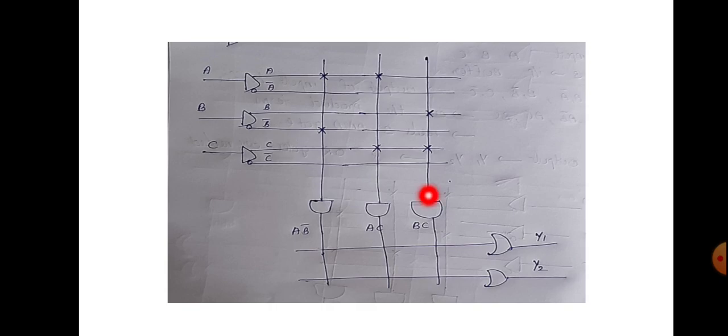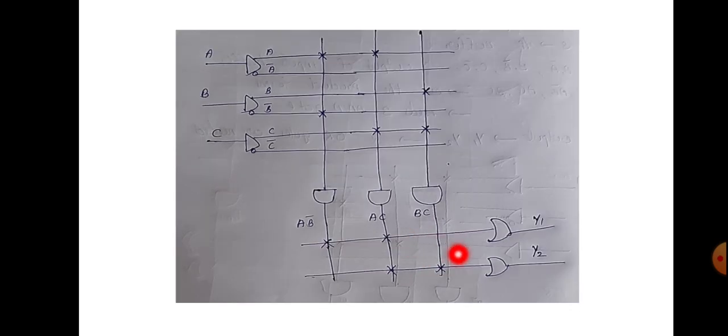Next, the second OR gate output is AC plus BC. So we have to cross mark here and here. So Y2 equals AC plus BC. This is the way we program the OR array and AND array. This is a programmable logic array, and the user can configure the OR array and AND array. For implementing logic functions, you first have to identify the inputs, outputs and product terms.